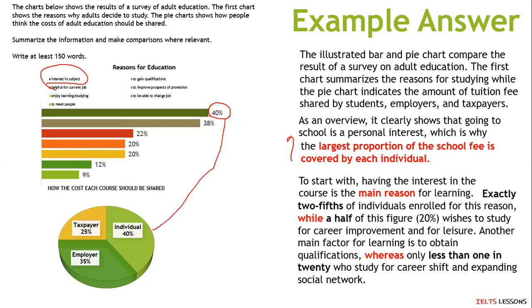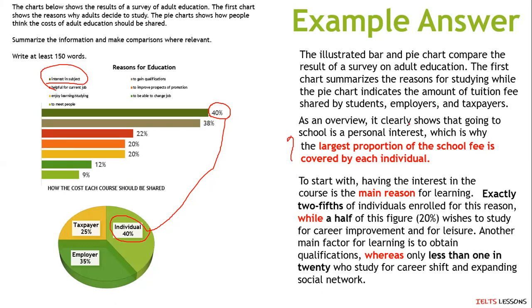Since this is a personal interest, they have to pay for the school fee, so 40% should be covered by them. That's how you try to select a relationship. You find how they are connected, how the bar graph and the charts are related.